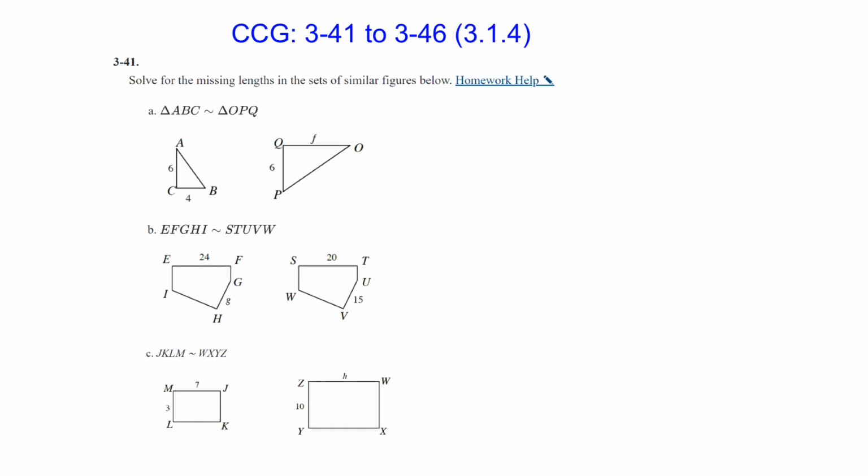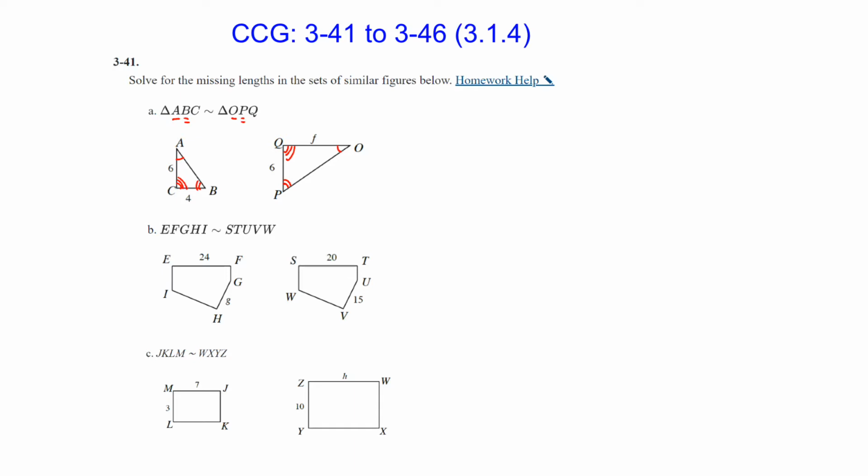So on part A, it tells you that triangle ABC is similar to triangle OPQ. So remember, angle A matches up with angle O, so these two are congruent. Angle B matches up with angle P, so those are congruent angles. And then C matches up with Q. Even though it looks like a right angle, I'm not going to assume it is. So I'm just going to make 3 marks indicating that C and Q are congruent as well. So keep that in mind.